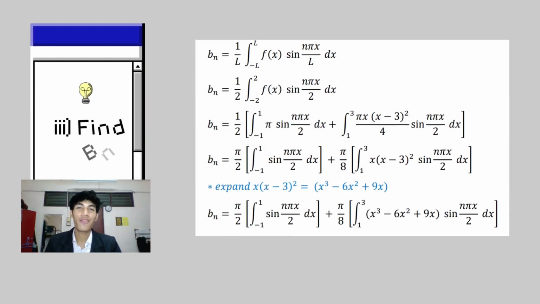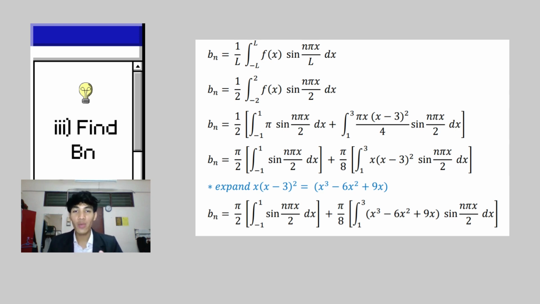Thank you, KHAIRUNNISA, for the explanation on how to find the A0 and AN. Now, I'm going to show you how we can find our Bn for the Fourier series. The given general formula for Bn is 1 over L integrate from negative L until L for the function of x multiplied with sin n pi x over L.